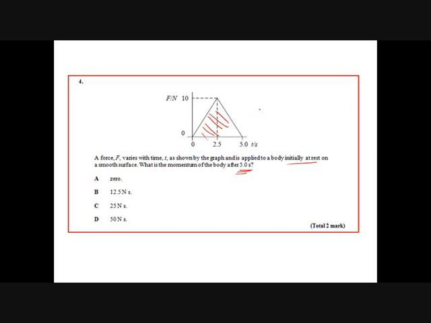Right, if you like, just to be safe, that's two triangles. So each one of those triangles is a half times the base, which is 2.5, times the height, which is 10. Okay, so that comes to 25 newton seconds. So that's C.